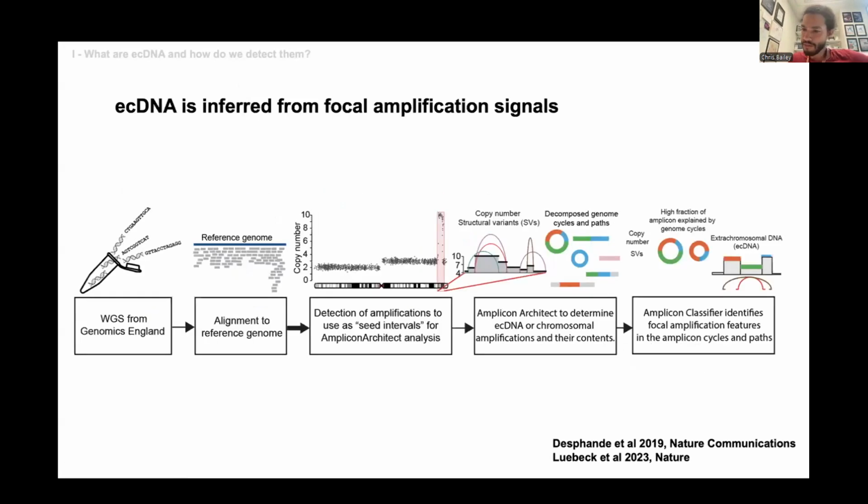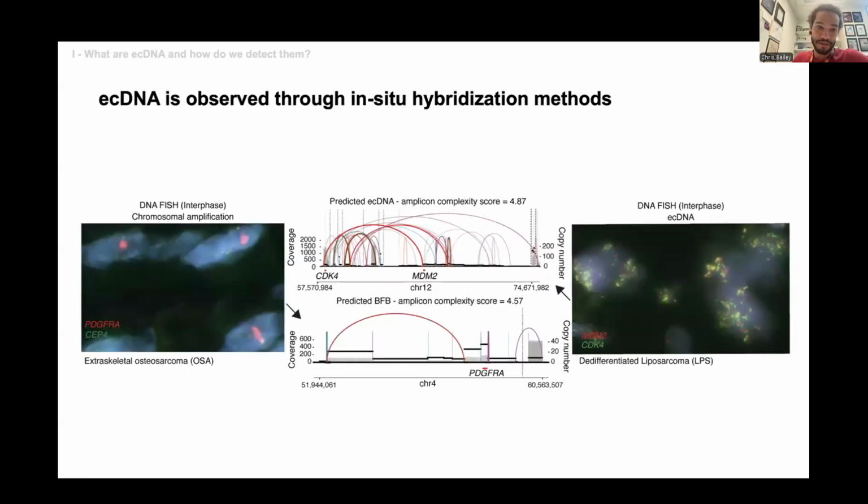So with whole genome sequencing data, we can infer ecDNA through computational tools. And in this particular study, we took whole genome sequencing from Genomics England. We aligned to the reference genome. We used focal amplification signals as seed intervals for AmpliconArchitect analysis. And then we used a tool called AmpliconArchitect, developed by colleagues Paul Mischel and Vineet Bafna, to determine ecDNA or focal intrachromosomal amplifications based on their content. AmpliconClassifier then identifies these focal amplifications and features them into cycles or paths.